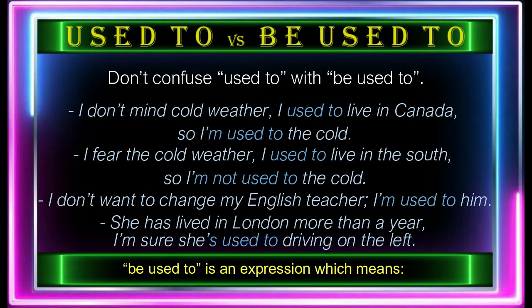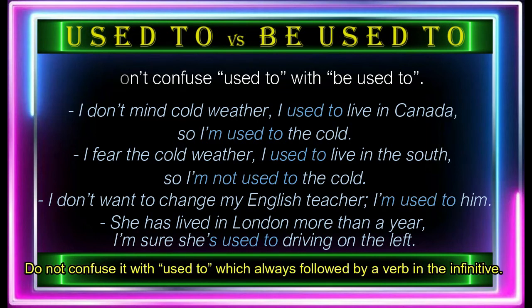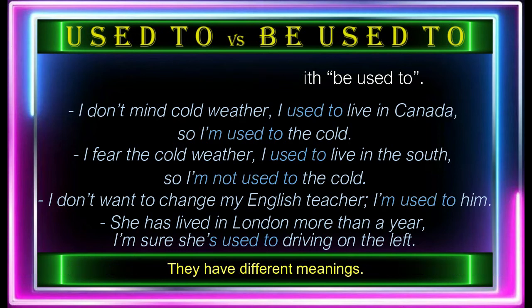Be used to is an expression which means to be familiar with or to be accustomed to. It's always followed by a noun, pronoun, or gerund. Do not confuse it with used to, which is always followed by a verb in the infinitive. They have different meanings.